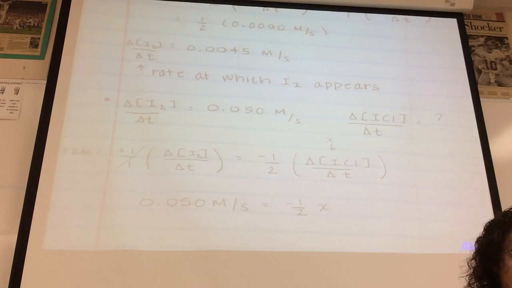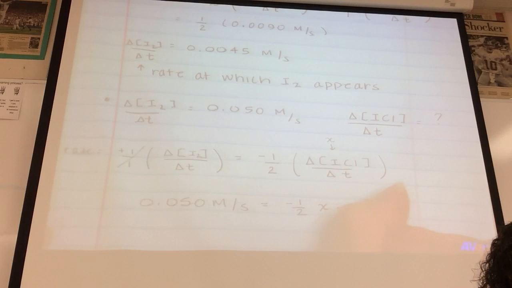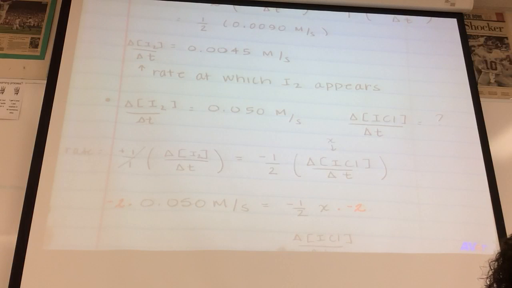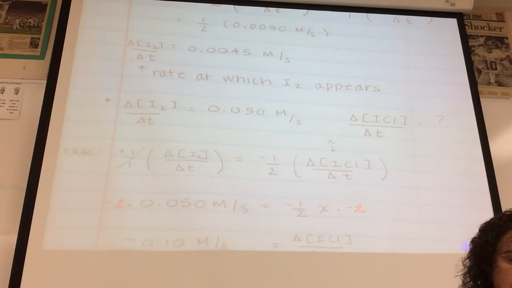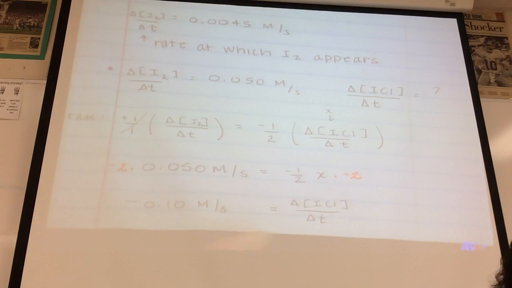And what Chloe was saying is that we want to solve for X, which is the change in iodine chloride over the change in time. In order to get 1X, we have to multiply both sides by the reciprocal of that. So we're going to multiply both sides by -2. And so what we've got then is that the change in iodine chloride over the change in time is just 2 times that, and so you've got -0.10 molar per second, lowercase s for second. So that's what you're looking at here.